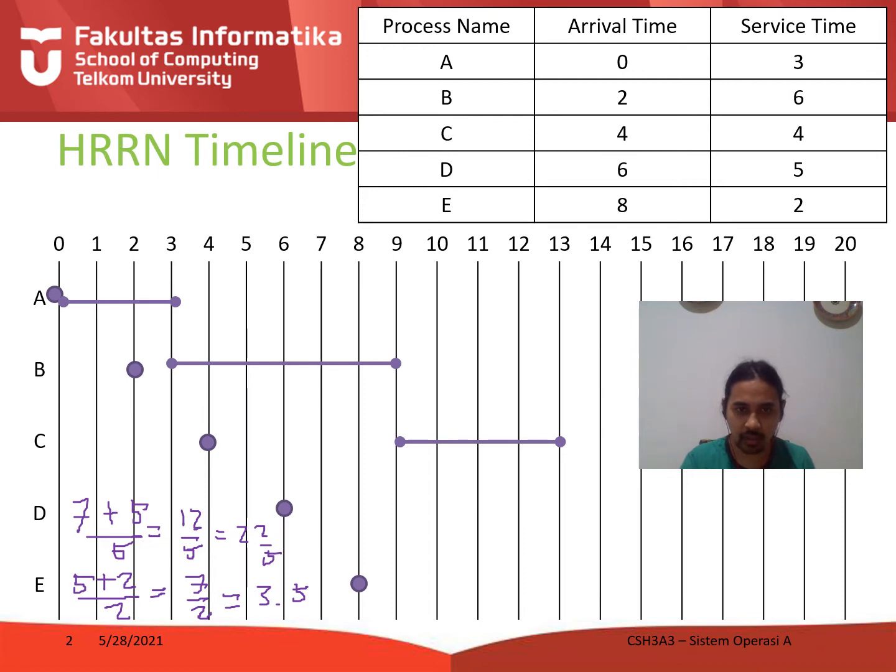Because E is higher, because the processing time is lower, E will go first from 13 to 15 because it has 2 seconds of service time, and lastly D will go after E, from here to here. Now we want to calculate the performance.